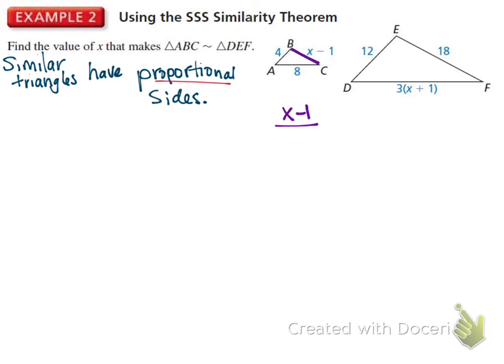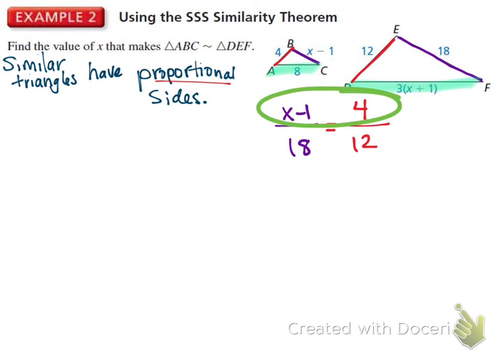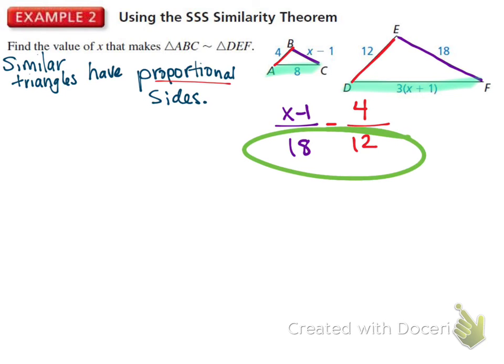So x minus 1. What does it correspond with on the other triangle? 18. And it equals, so remember we really don't want to use the other x, which means we really don't want to use 8. So we're going to use 4. And we're going to use 12. So again, notice straight across, x minus 1 and 4 are from the same triangle, and then 12 and 18 are from the same triangle. So it should always be like that. Now we just cross multiply.